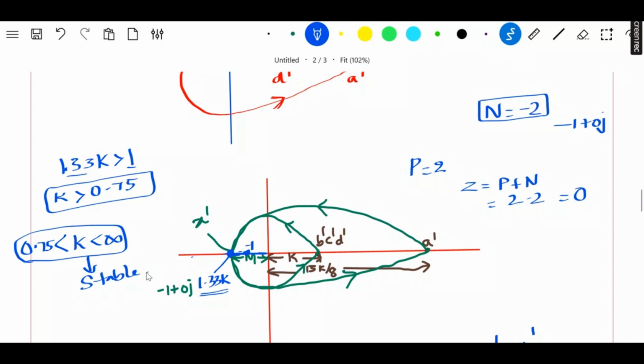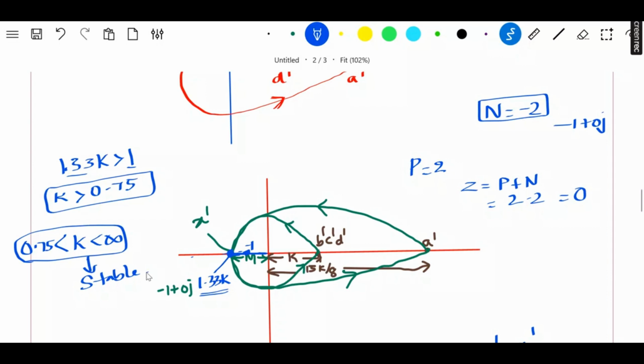This was quite different, and we also had two encirclements here, and these two encirclements are anti-clockwise. Now we wanted to find the point x dash. We got 1.33K. To make this system stable, I need the condition N equal to minus 2. So the minus 1 plus 0j point should be within the encirclement. Therefore at point x dash, the value should be greater than 1, so 1.33 times K should be greater than 1, due to which K should be greater than 0.75.